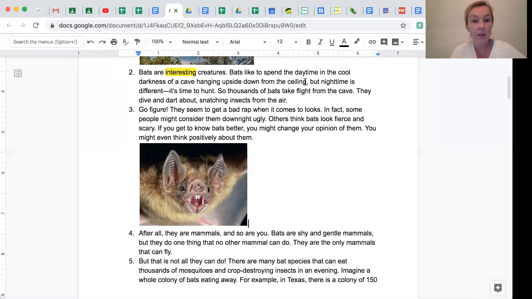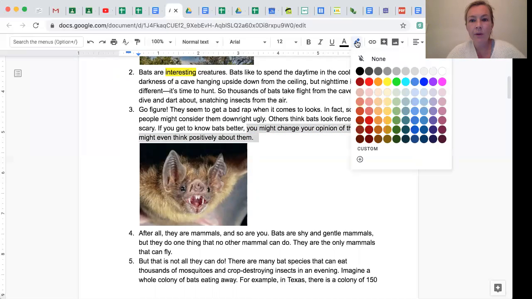Go figure. They seem to get a bad rap when it comes to looks. In fact, some people might consider them downright ugly. Others think bats look fierce and scary. If you get to know bats better, you might change your opinion of them. You might even think positively about them. Our author is saying, hey, listen to what I'm saying. Listen to me and get to know them better. And you might change your opinion of them. You might even think positively about them.